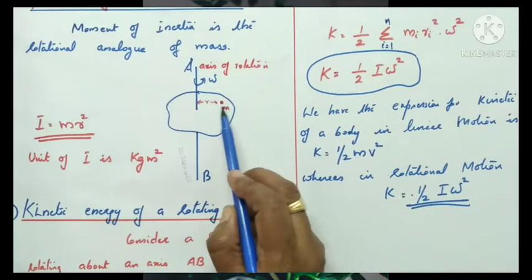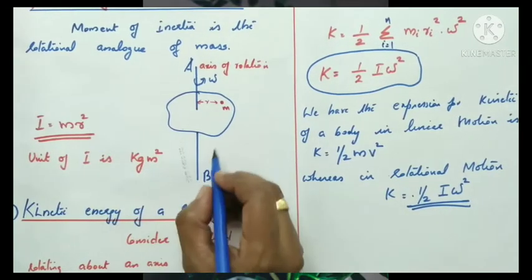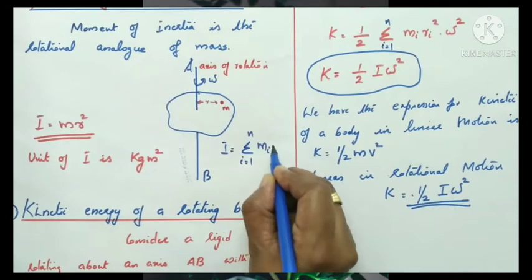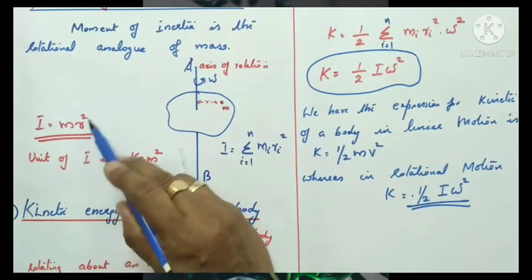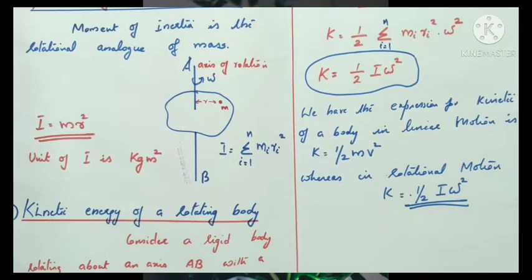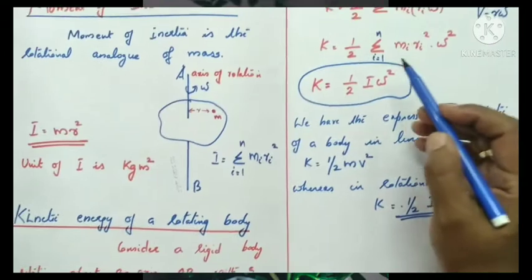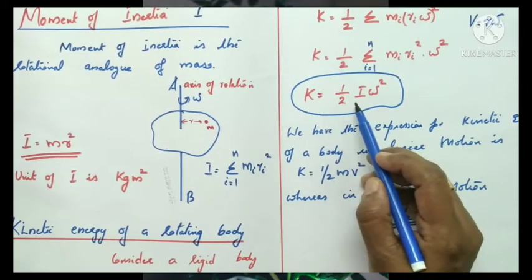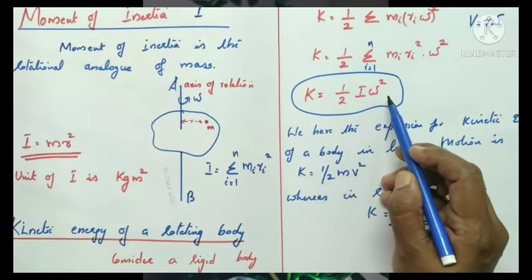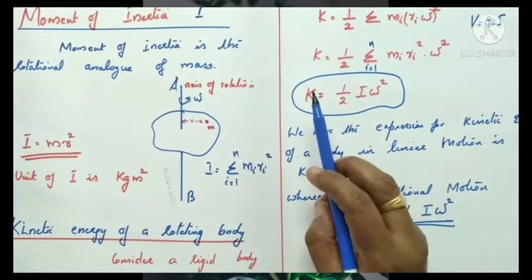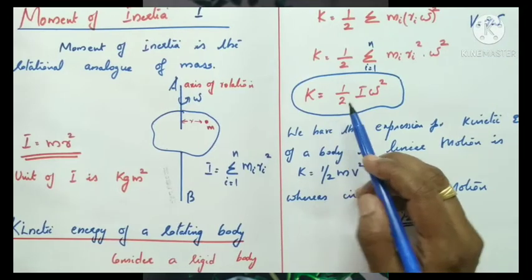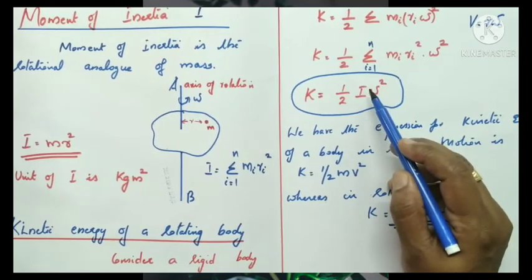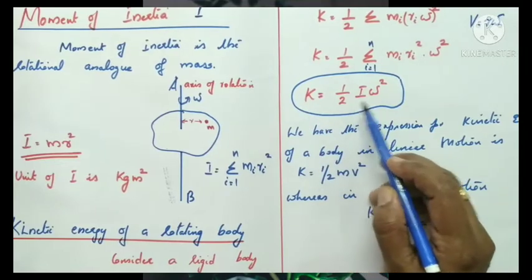For a single particle we can write moment of inertia is m r square. For n number of particles we can write I equal to sigma, i equal to 1 to n, mi ri square. Clear? So here also sigma mi ri square is actually the moment of inertia. So kinetic energy is given by the formula half I omega square. That rotational kinetic energy of any body rotating about a given axis is half I omega square, where the object is rotating with angular velocity omega and has moment of inertia I.